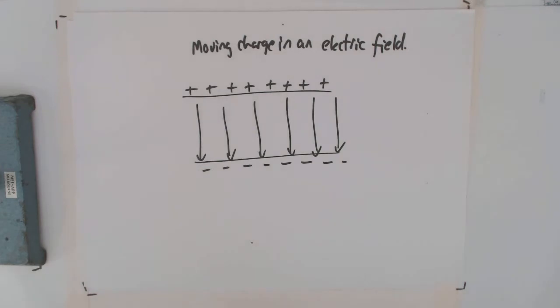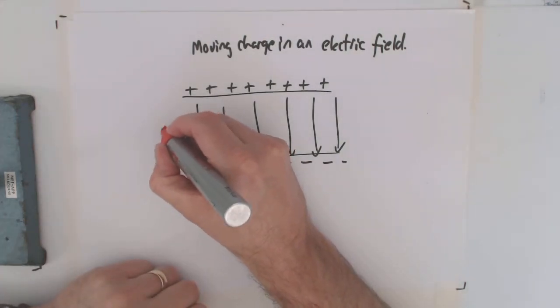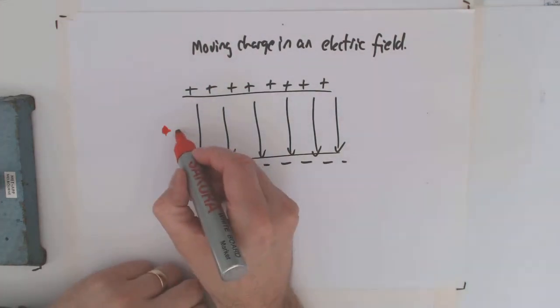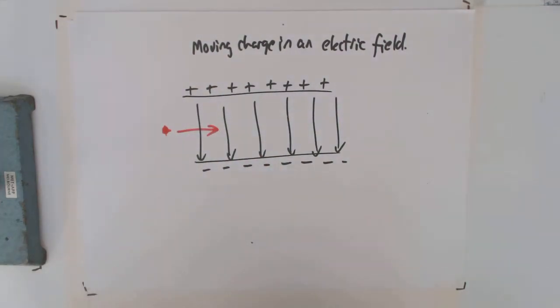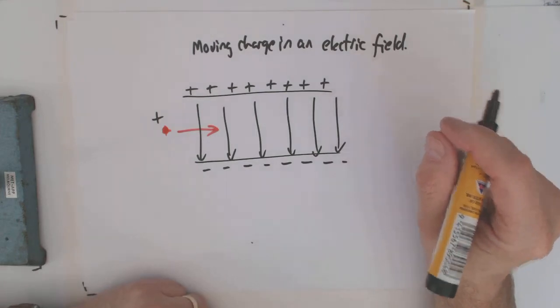But this time, our trusty little electron. Now, let's make it a proton. A little proton has got a velocity like that. Forget about gravity. We've got no gravity here, okay? Now, it's a positive charge, so as it enters the electric field, it's going to feel a force in the direction of the field lines. In other words, down, all right?